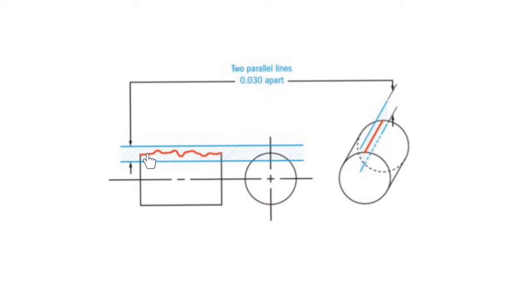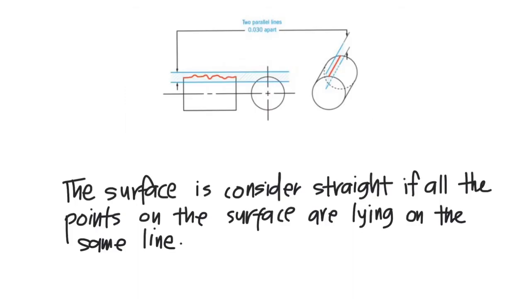So as you can see with the red line here, it indicates the range, the upper side and the lower side. So the straightness should be in between this deviation so that it can be considered straight. And the surface is considered straight if all the points on the surface are lying on the same line.